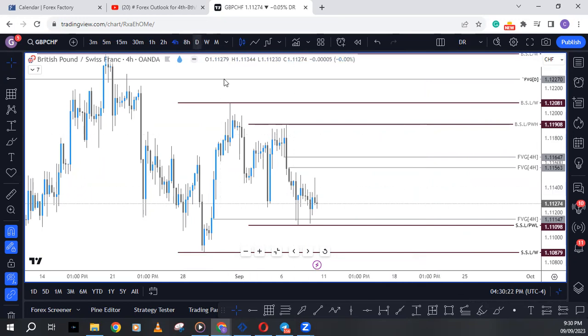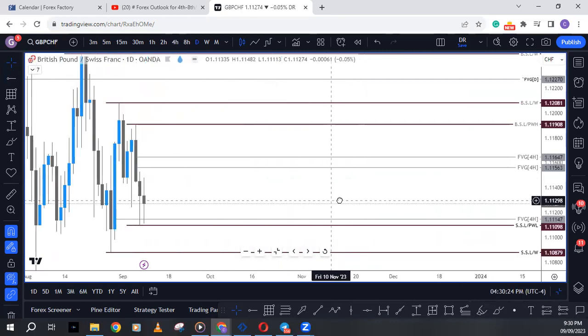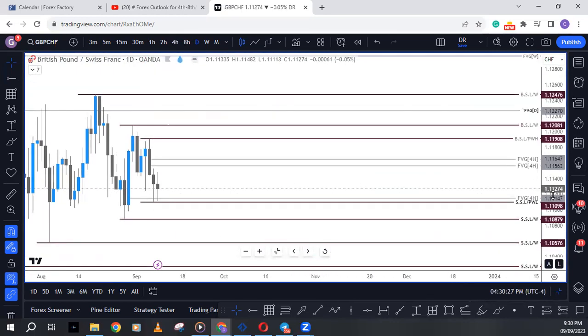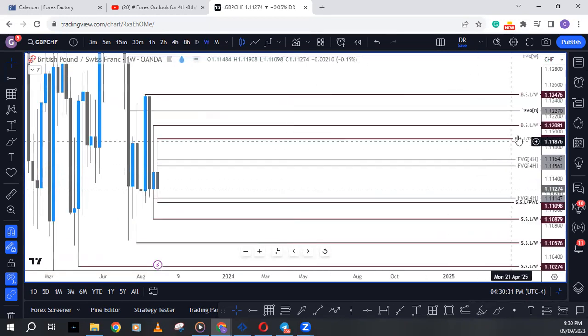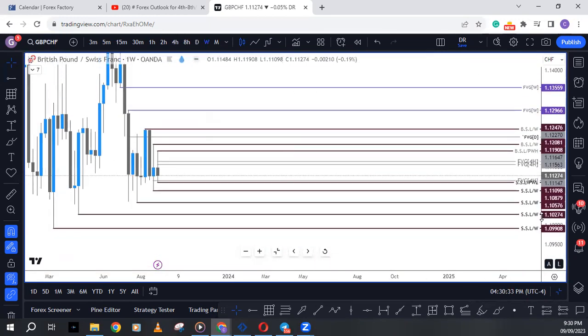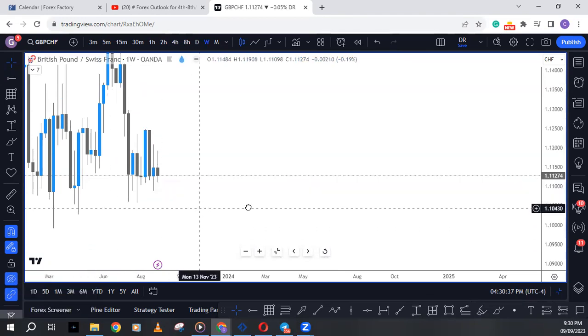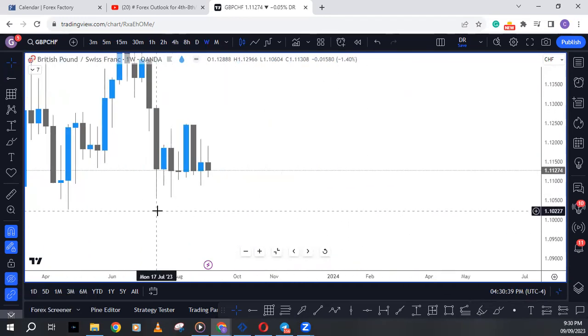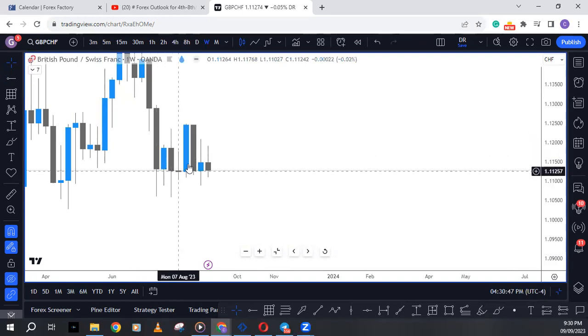If you look at it from the daily, or the weekly. Let's look at it from the weekly. We can basically see that price has been within this candle of 17th since July. And this is a weekly range. 1, 2, 3, 4, 5, 6, 7. Seven candles within one weekly range.